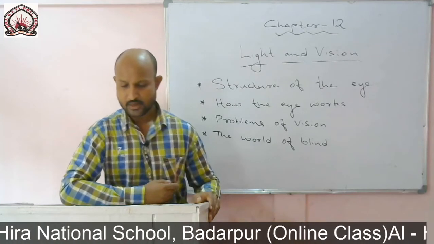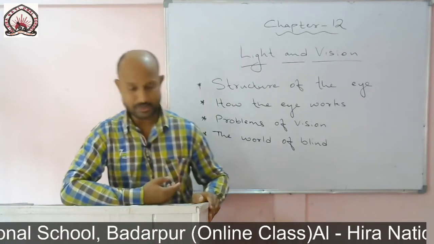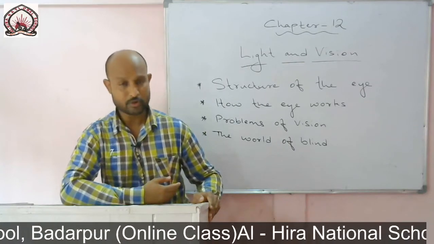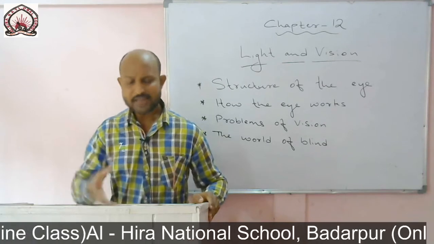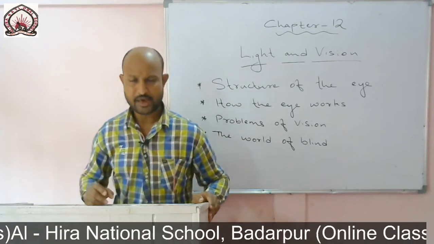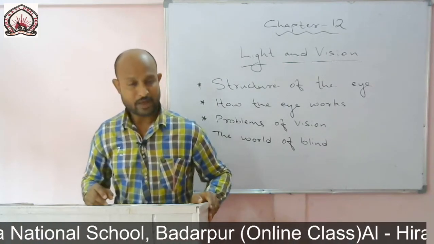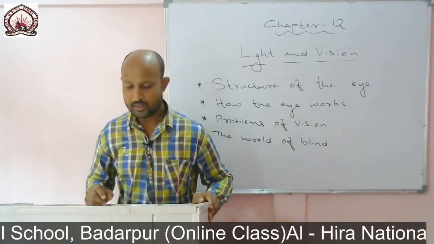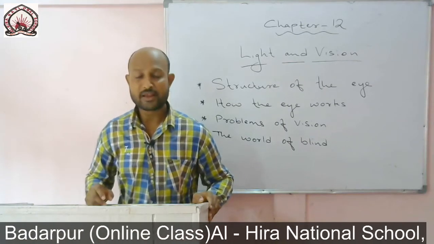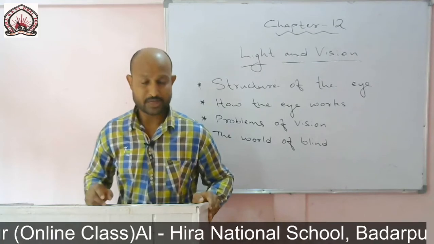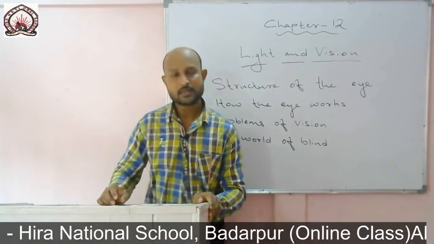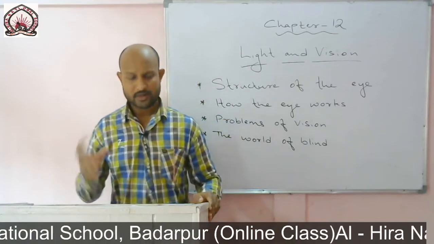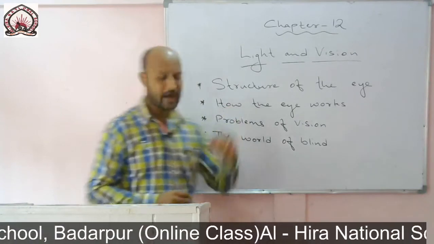Why? Because when we look at the object or the book that we are going to read, the rays of light fall on the book and get reflected back to our eyes. And because of the reflection, light enters through the pupil, and at last the image of the object that we are looking at is formed at the retina, and we are able to see things. So let us learn how the eye works.